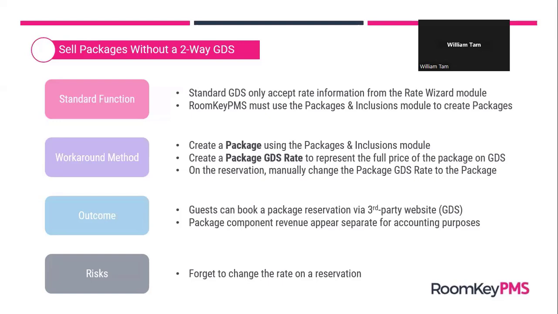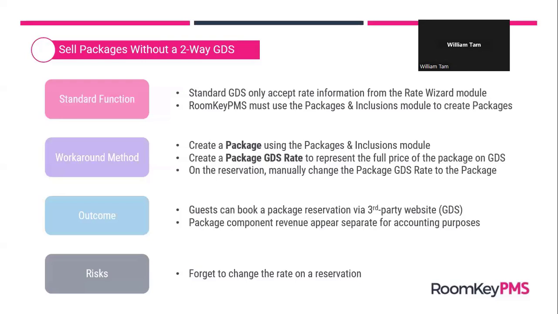Now, we did go through some detailed step-by-step information about how to create packages and inclusions in a previous webinar. If you'd like to refresh your knowledge there, definitely check out our support website. We have more step-by-step information there. But if you wanted to now distribute those packages, but you only have a standard GDS connection with RoomKey, the workaround method that we would recommend is to have both a package created in RoomKey using the packages and inclusions module, and then also create a second package GDS rate in the Rate Wizard that will represent the full price of that package on the GDS.